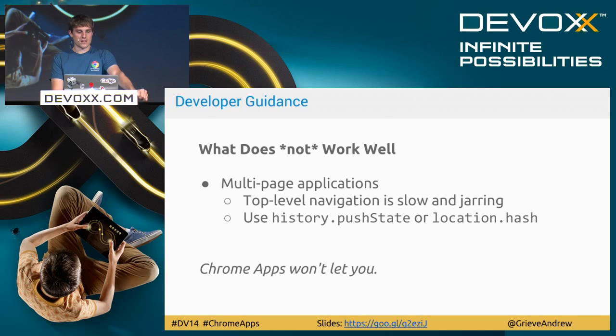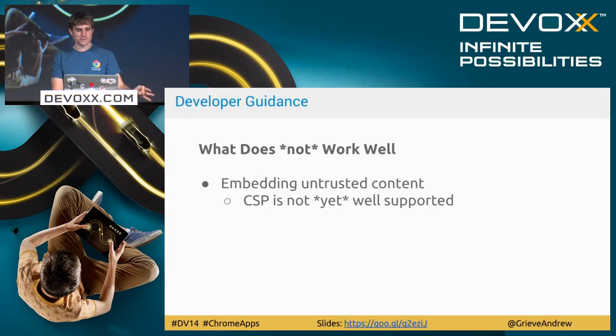Multi-page applications. Single-page application architecture is not really a new thing, but it's still fairly common that people are building applications which do a full top-level navigation every time you click on a button. That's slow and jarring. It doesn't transition well. On mobile, it's more important than ever to have nice transitions in your application and to be snappy. So please try to use a framework and architect as a single-page application.